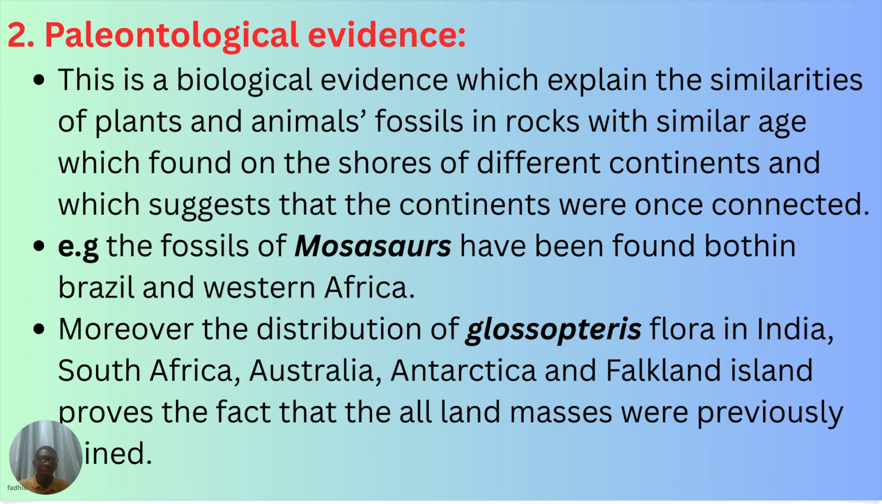A good example, we can see the fossils of Mosasaurus have been found both in Brazil and West Africa, and they seem to have similarities in terms of their age. Moreover, the distribution of Glossopteris flora in India, South Africa, Australia, Antarctica, as well as the Falkland Islands proves the fact that all land masses were previously joined. And this paleontological evidence gives us proof of continental drift.